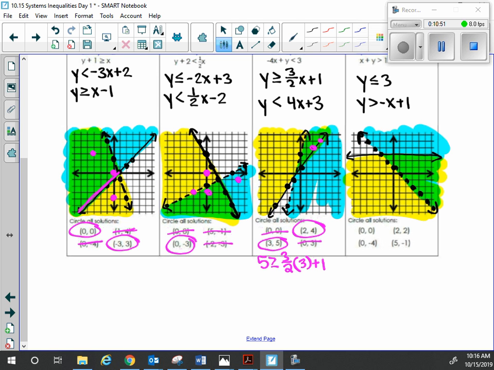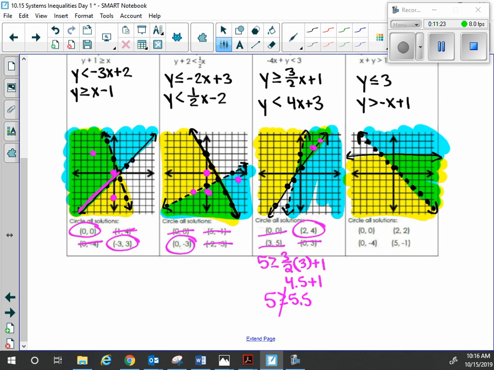3 halves times 3? 1.5 times 3? 4.5. 4.5 plus 1? 5.5. Is 5.5 less than or equal to 5? No, so we were wrong. The graph might have appeared like it was, but that is not a solution. Glad we checked.